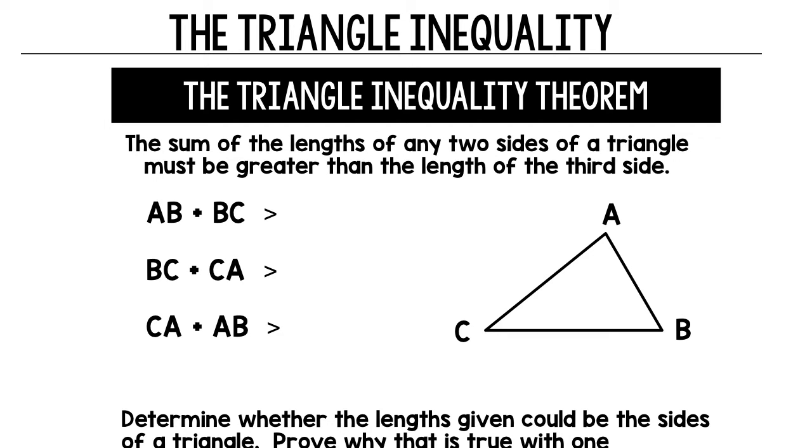Today, we're going to be talking about the triangle inequality. First, let's start with the triangle inequality theorem. The sum of the lengths of any two sides of a triangle must be greater than the length of the third side. So, AB plus BC has to be greater than side AC.